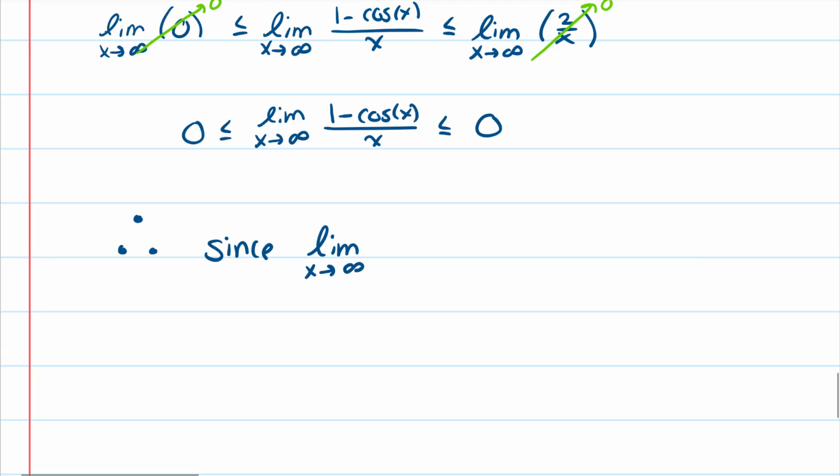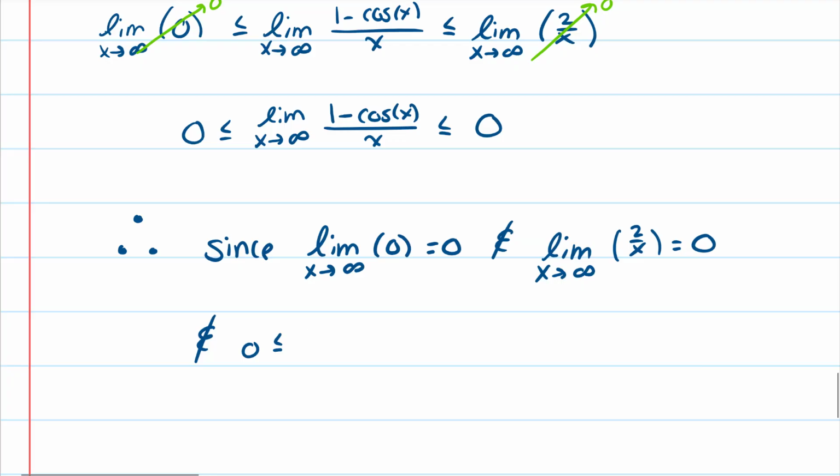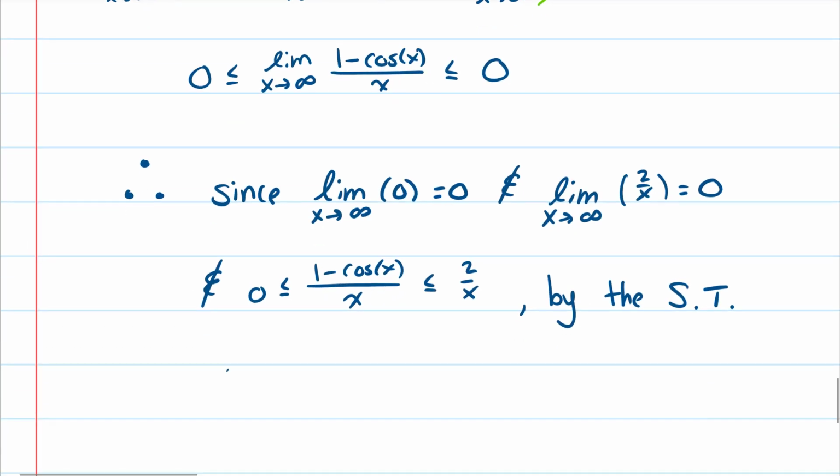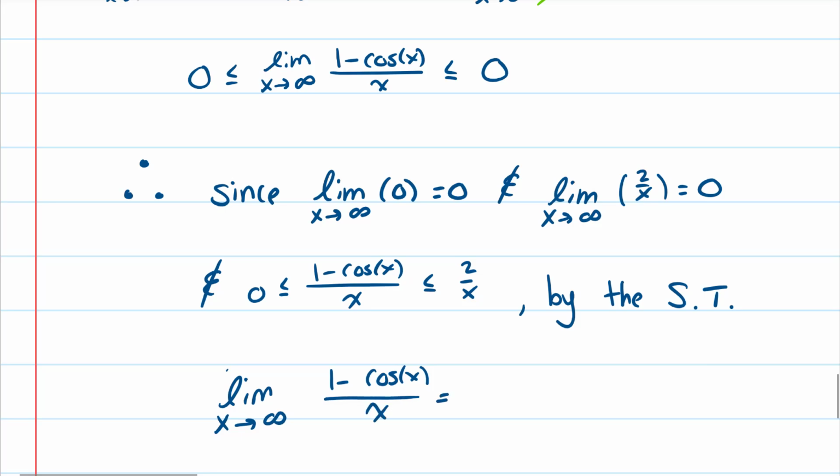since the limit as x approaches infinity of 0 is equal to 0, and the limit as x approaches infinity of 2 over x is equal to 0, and since 0 is less than or equal to 1 minus cosine of x divided by x, which is less than or equal to 2 over x, then by the squeeze theorem, we get that the limit as x approaches infinity of 1 minus cosine of x all divided by x is equal to 0.